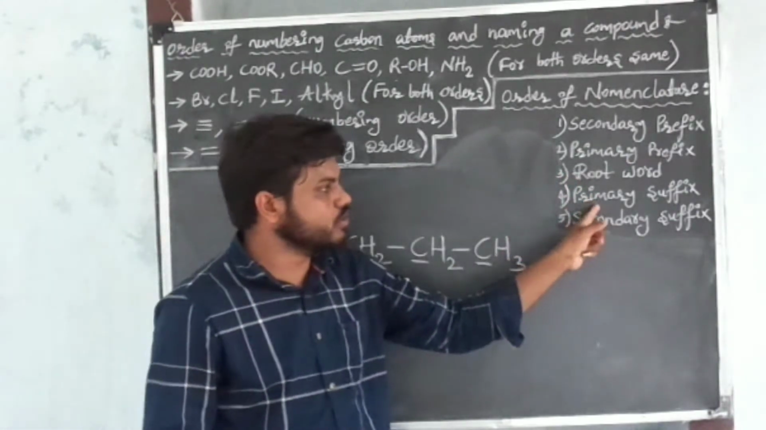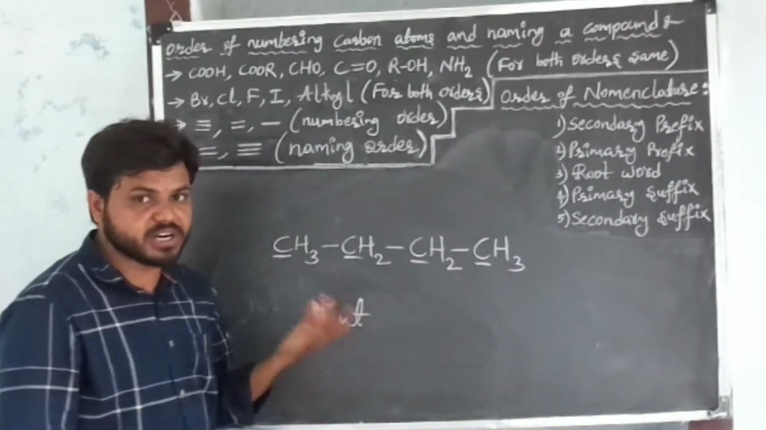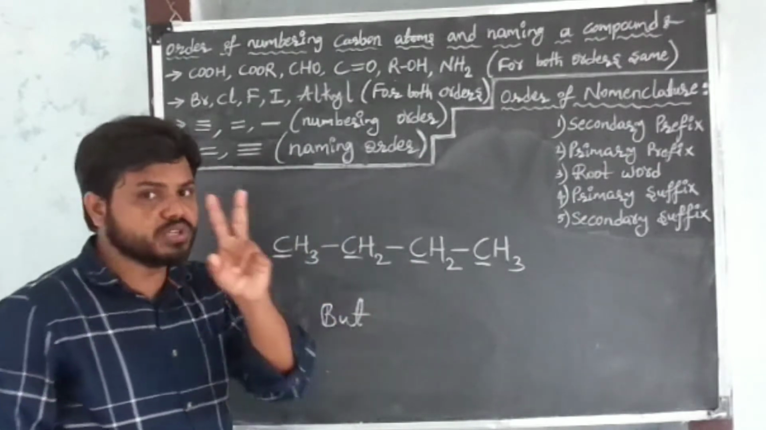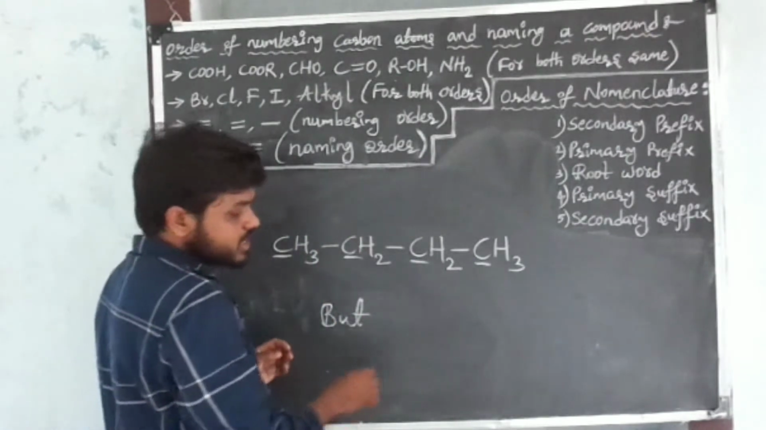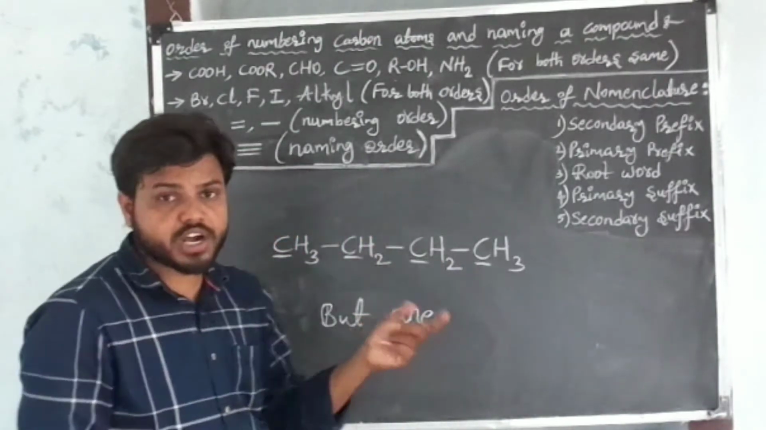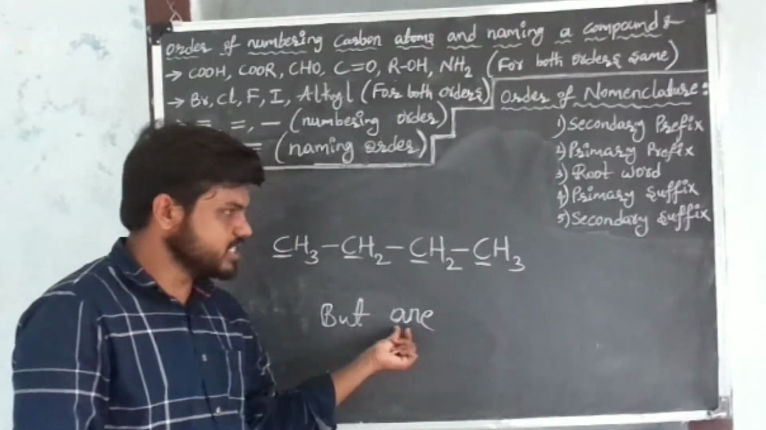After writing the root word, go to the primary suffix. Primary suffixes are single bonds, double bonds, triple bonds. Between every 2 atoms in the given carbon compound, single bonds are present. So take the suffix of single bond, that is ane. That's why I write the suffix of single bond, that is ane.